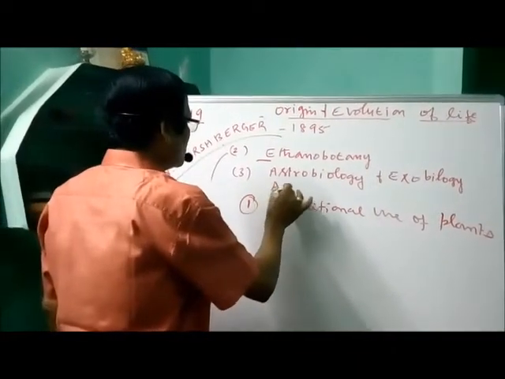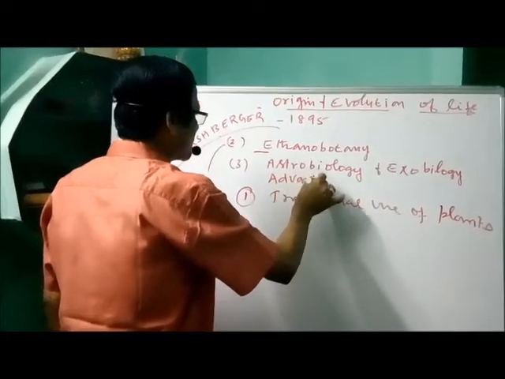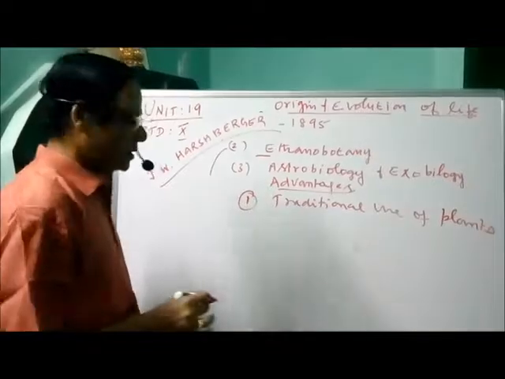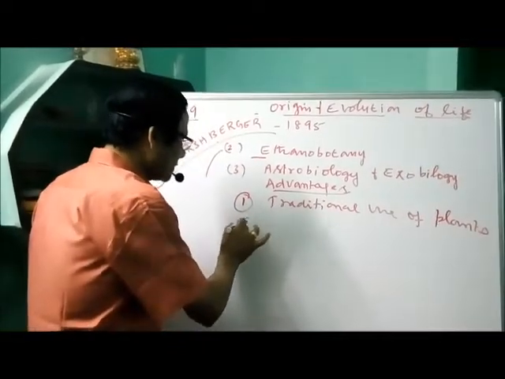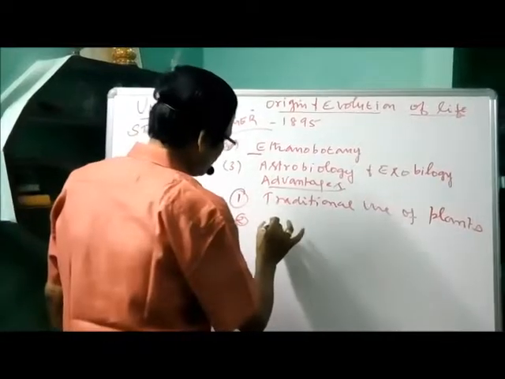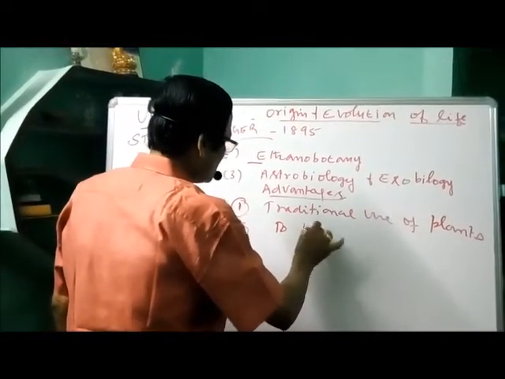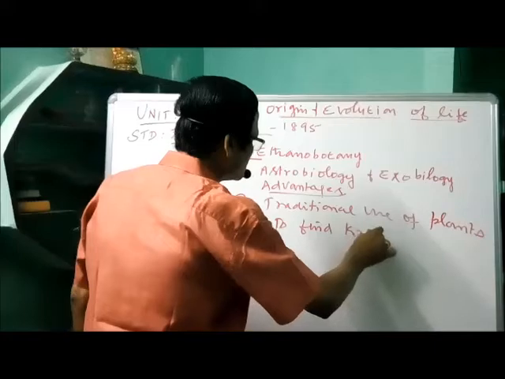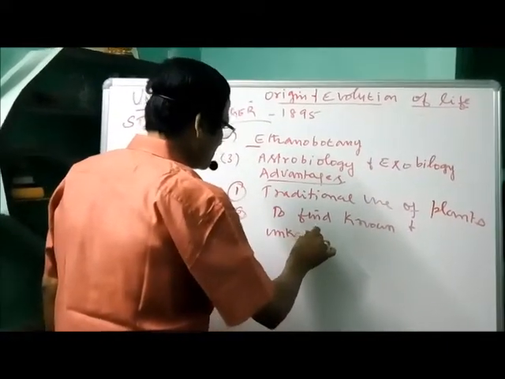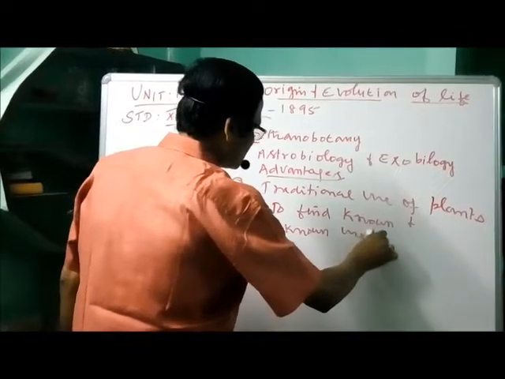So this is advantage number 1, the traditional use of plants. It helps to find certain unknown and known useful plants.